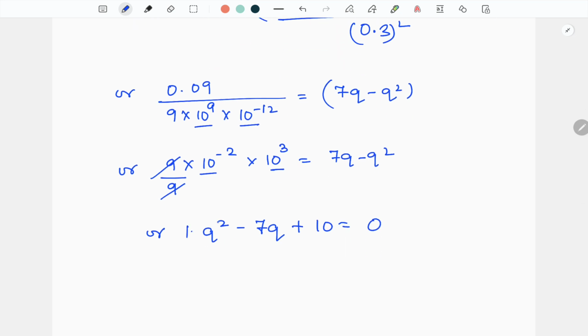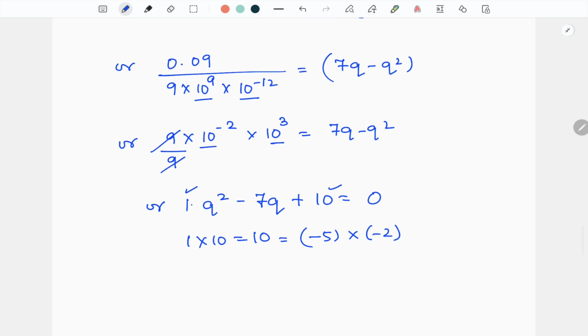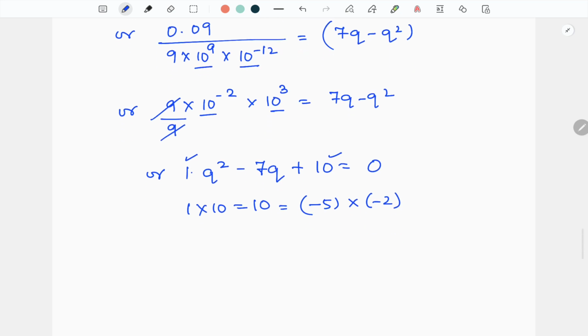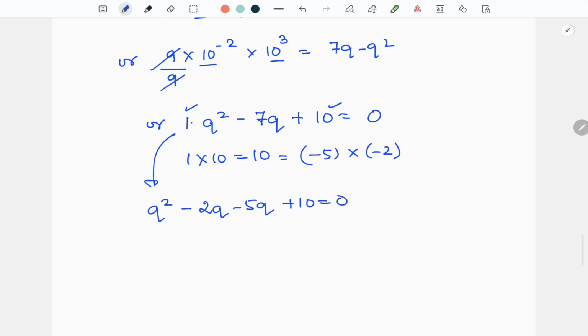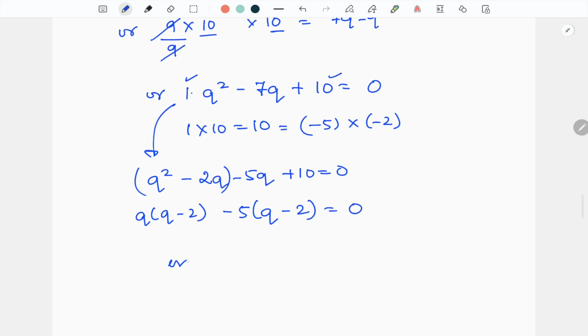So here the coefficient is 1, so 1 multiplied by 10 is 10. We are solving by the splitting the middle term method, so 10 can be written as minus 5 into minus 2, and since minus 5 and minus 2 on addition become minus 7, this quadratic expression can be broken down as q square minus 2q minus 5q plus 10 is equal to 0. Now take q as common from the first two terms, it becomes q minus 2, and minus 5 common from the last two terms, it becomes q minus 2. Overall you will get q minus 2 as common and q minus 5.